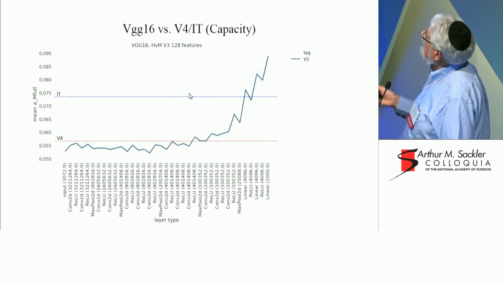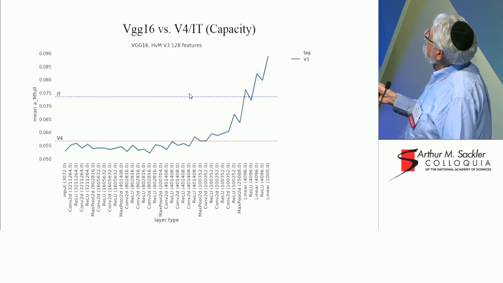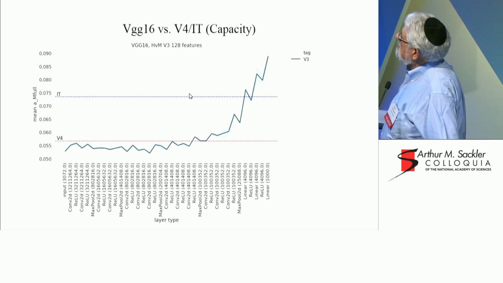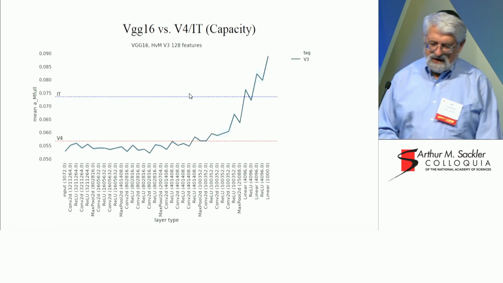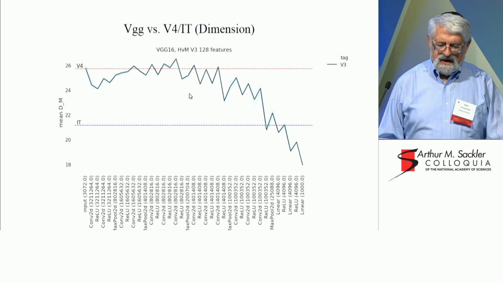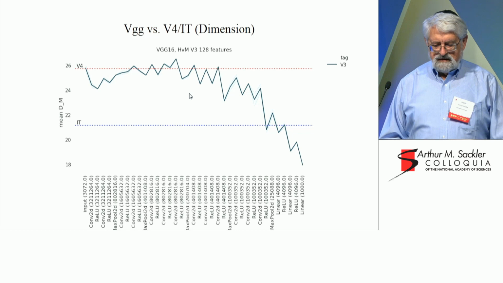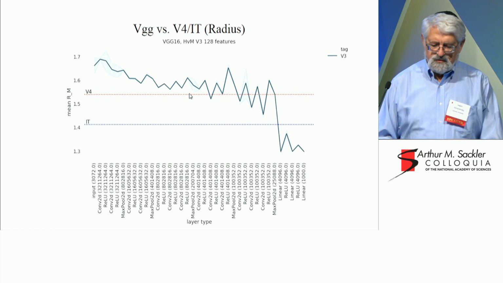And what you see here, horizontal lines, are the capacity measured from the neural data for V4 and for IT. And from this, you can basically say that around maybe the second to last max pooling will be corresponding to V4, whereas the last max pool, or even fully connected after that, will correspond to IT. So it's easy to use this to have at least a suggestion of what layer in the network corresponds to V4 or IT and so on. The same conclusion comes from looking at the geometry. So again, you see that the geometry in IT corresponds roughly to the last max pooling stage, and the same is true for the radius.